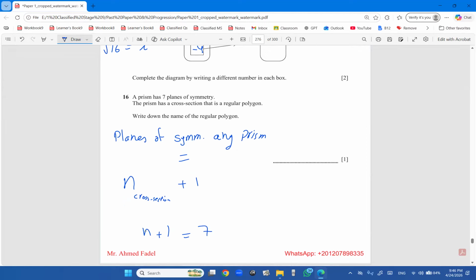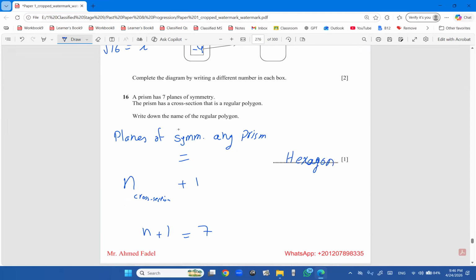How many sides is the cross section? The number of sides is 6. So it has 6 sides. Write down the name of that polygon, that cross section. It is a hexagon. I'm going to repeat it again right now.